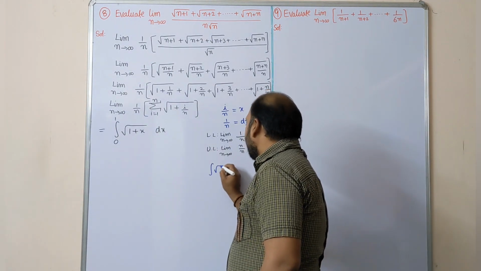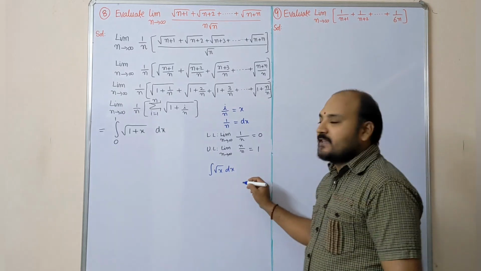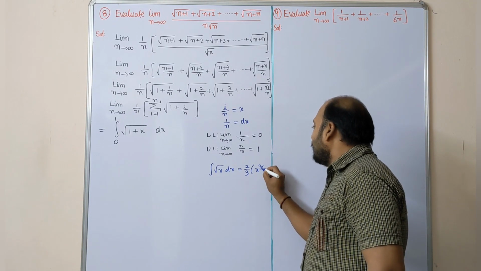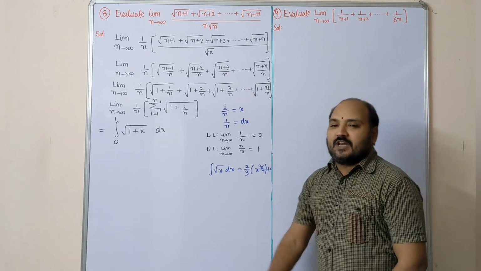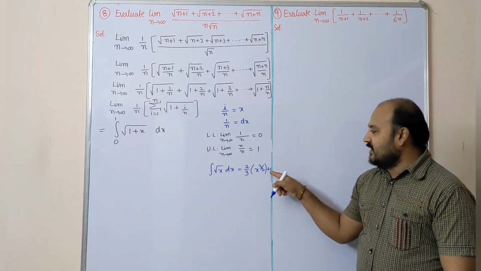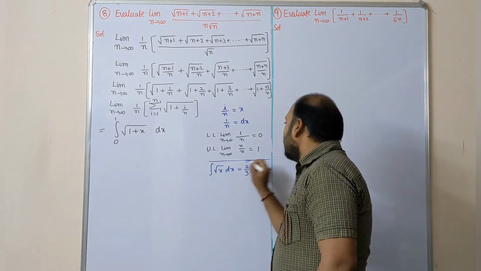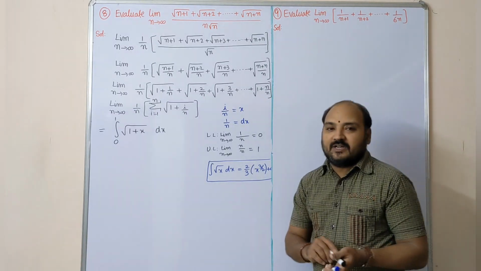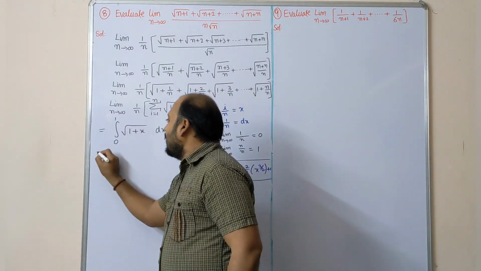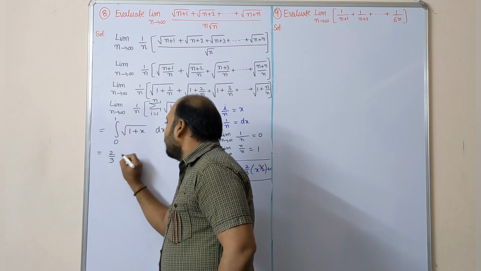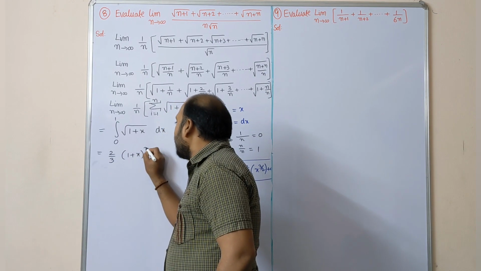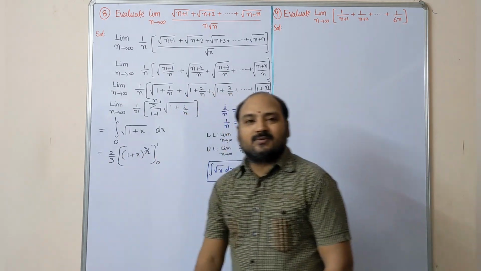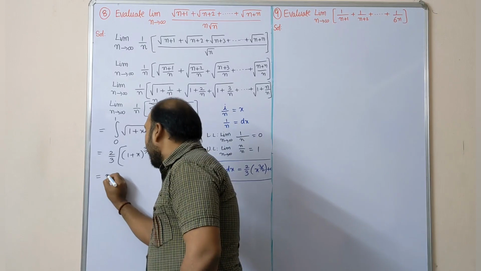We have a formula in integration: the integral of root x dx is equal to 2 by 3 x power 3 by 2. This is the formula for indefinite integration, that's the reason I kept C. But here it is a definite integration, so we won't get C. Just apply the limits. The integral of root 1 plus x is 2 by 3 times 1 plus x whole power 3 by 2, applying the limits 0 to 1.